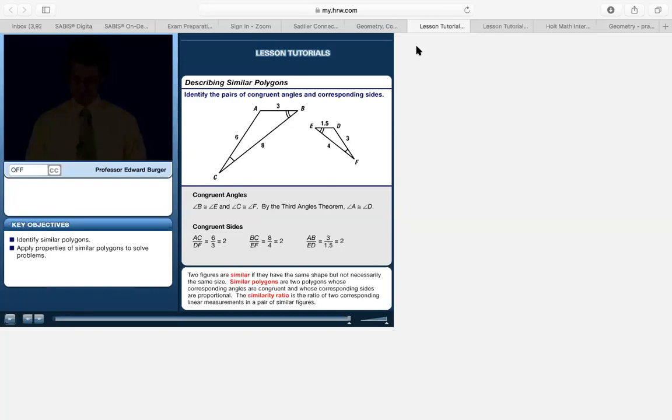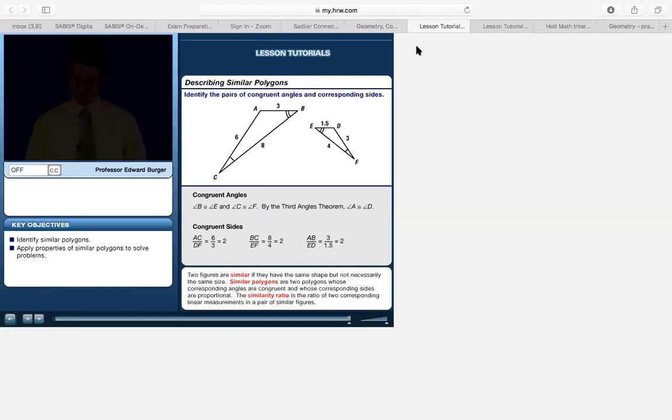What is the meaning of ratio? When I divide the two sides, they will give me the same number, but not any two sides. The sides that are opposite to the equal angles. Not any two sides, no, the sides that are opposite to the equal angles.